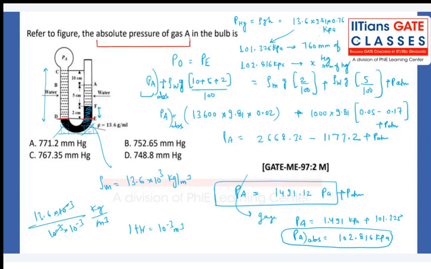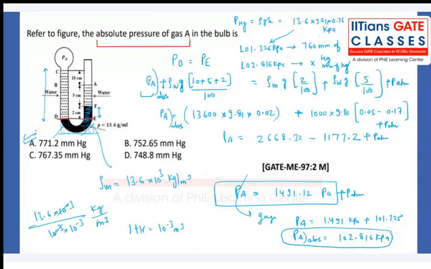That's a very simple, straightforward calculation, whether you are getting option E or not. Check it out. Cross multiply. That's a very simple calculation. Correct. 771.2 will be the approximate answer for absolute pressure.